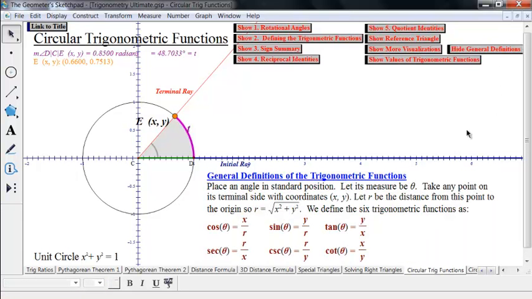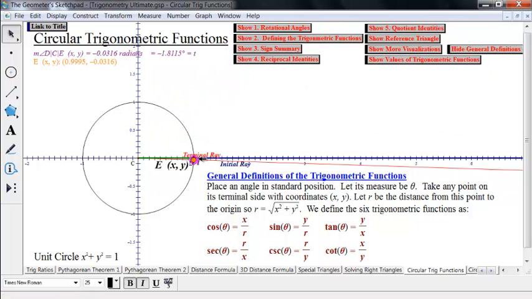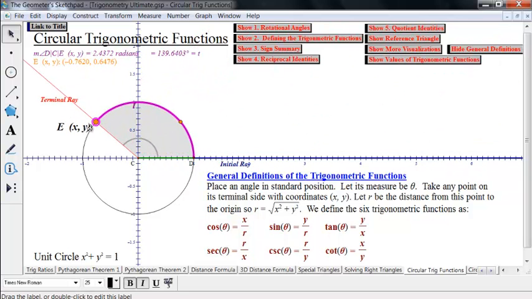Let's review that. If we place an angle in standard position, that is, vertex at the origin, initial side along the positive part of the x-axis, and we rotate an angle, however much we rotate, that's going to land at a certain point. We take any point on the terminal ray besides the vertex, and it will have coordinates x and y. We let r be the distance to the origin, so r is the square root of x squared plus y squared by the Pythagorean theorem.